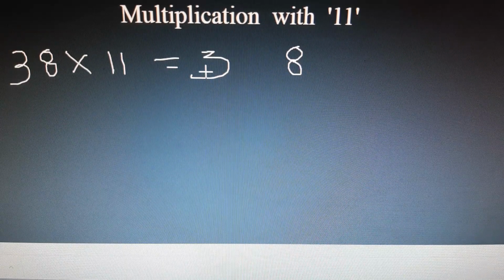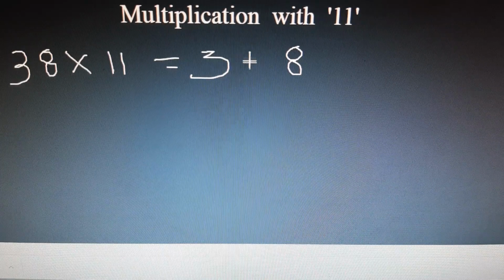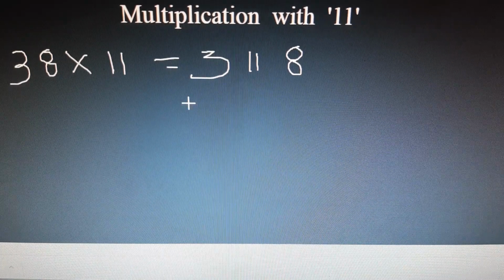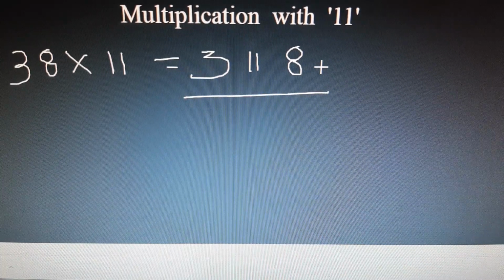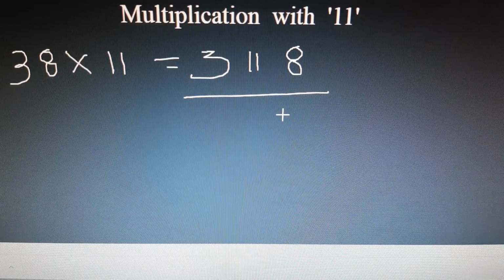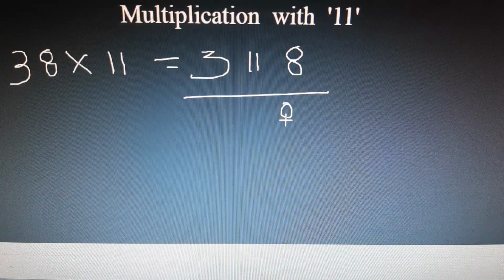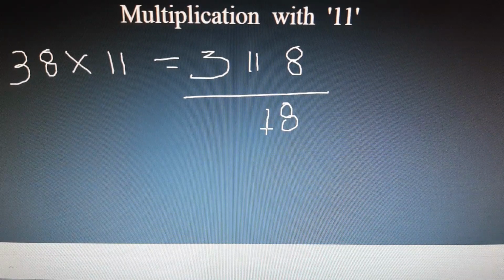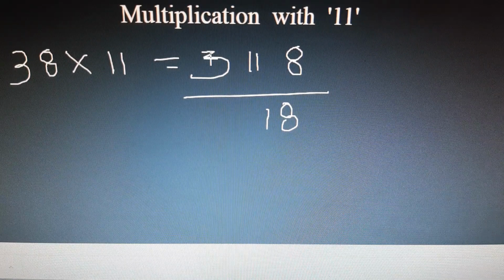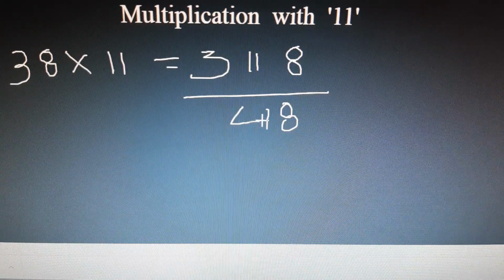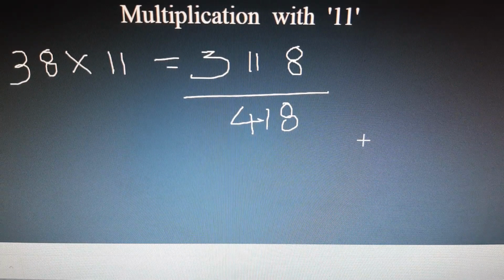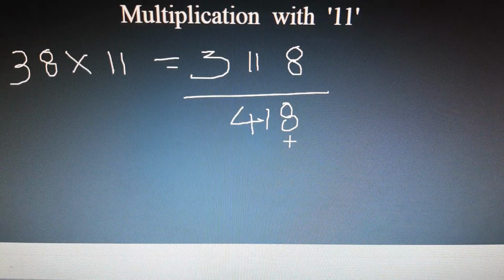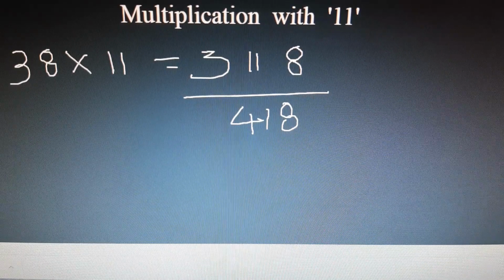8 plus 3 is 11. Okay, now this is not an answer. For that you have to write down 8, then 1, and carry forward 1 is here, so 3 plus 1 is 4. So the answer will be 4, 1, 8. Okay.